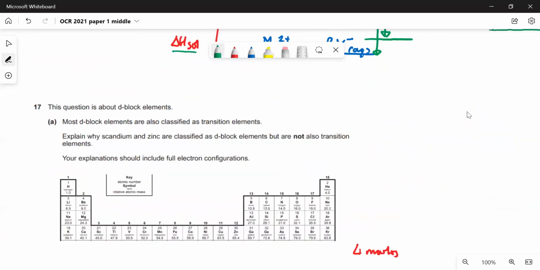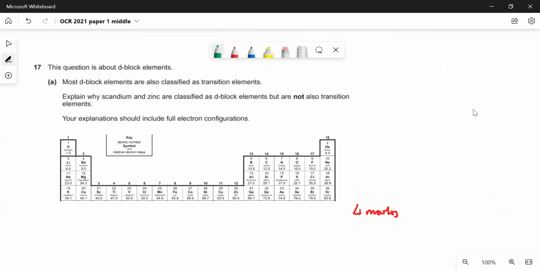Okay, question 17. D block elements. Most D block elements are classified as transition elements. Why are scandium and zinc classified as D block but not transition? And you should explain, use full electronic configurations.